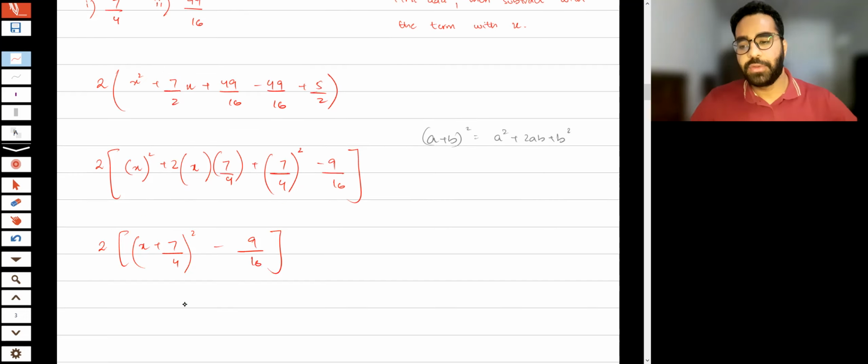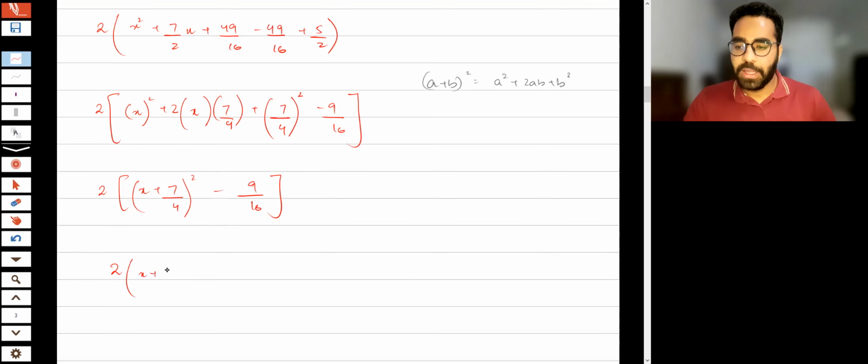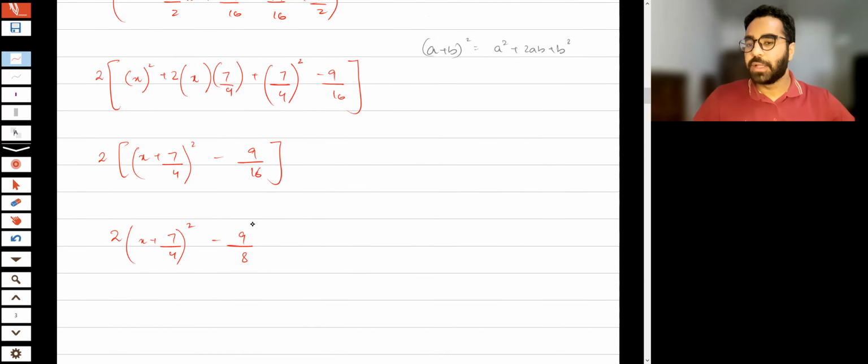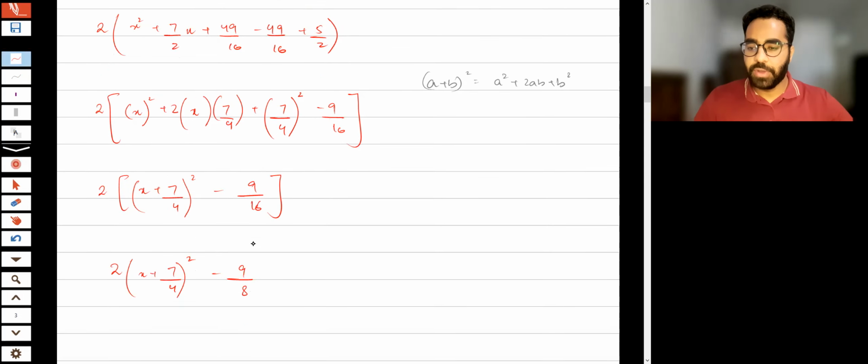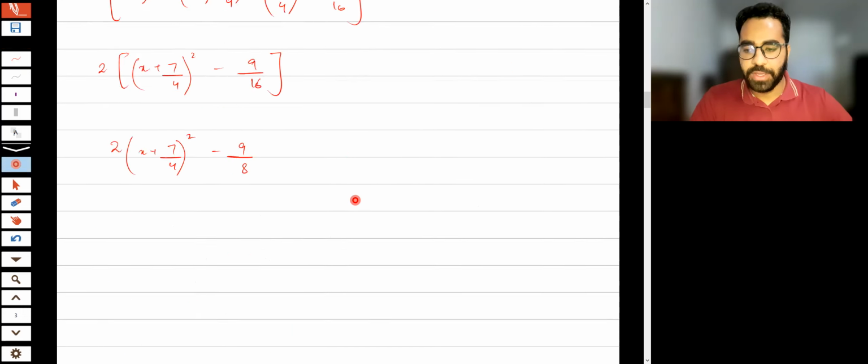Now, once you're done, you're going to multiply 2 with both of these terms, this term as well as this term. You're going to get 2 times x plus 7 upon 4 whole squared minus 9 upon 8. If you multiply 2 with 9 upon 16, you're going to get 9 upon 8. So yeah. Again, the examiner can ask the question, what is the minimum value of the function? Give the minimum value of the function 2x squared plus 7x plus 5.